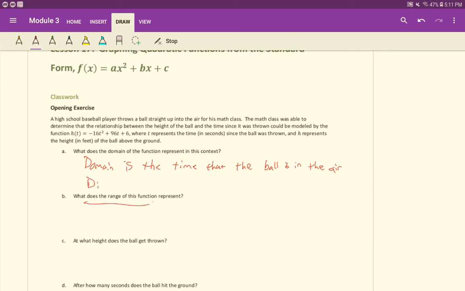What does the range represent? Naturally we ask about the domain, and now we'll talk about the range. The range represents the y values in a generic sense, but what are our y values here? It's the h's, and h represents the height. The height of what, though? The height of the baseball during its flight.